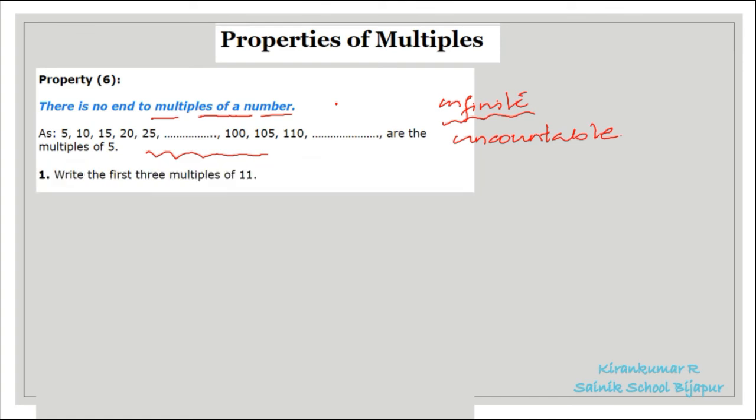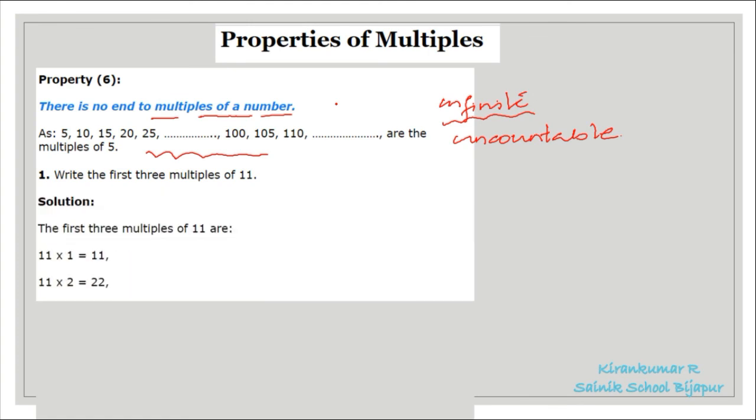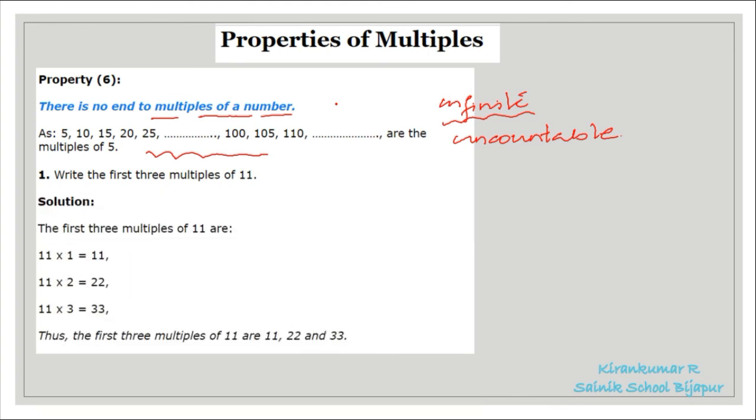Let us solve a question. Write the first 3 multiples of 11. To get the first 3 multiples, you can multiply with 1, 2 and 3. We get the result as 11, 22 and 33.